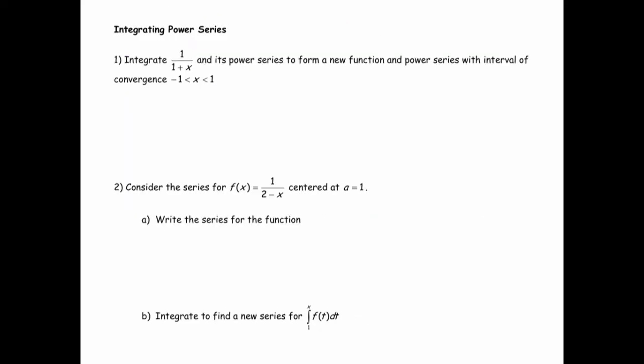So just as we can take derivatives to find new power series, we can also integrate to find new power series. So for instance, if I wanted to find a power series for the antiderivative of 1 over 1 plus x, I first would want to know what the power series is for 1 over 1 plus x. Now we already came up with that in a previous example.